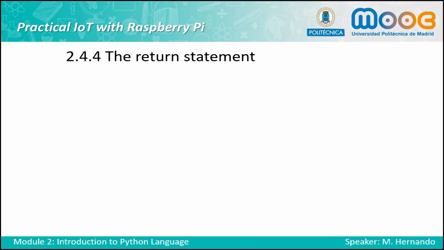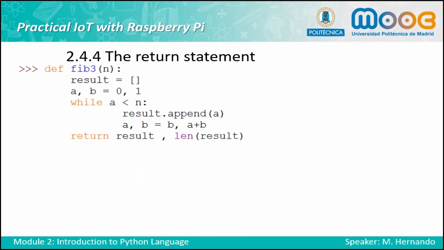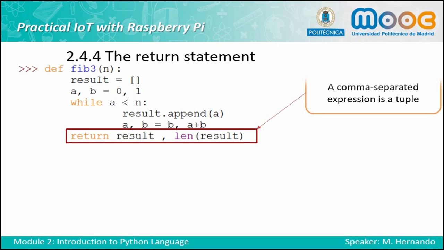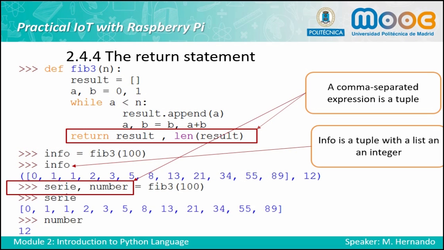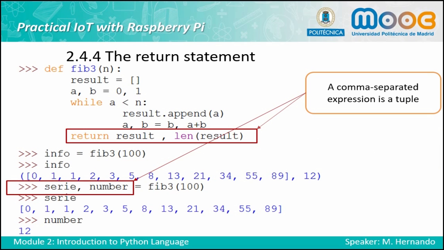We can also modify this version in order to return more than one value, for example, the list and the number of numbers computed. For doing that, we can create a tuple with the set of items we want to return. We could then reference the tuple as a Python object, or, and this is quite interesting, we can assign independently each element of the tuple with a comma-separated list of variables.